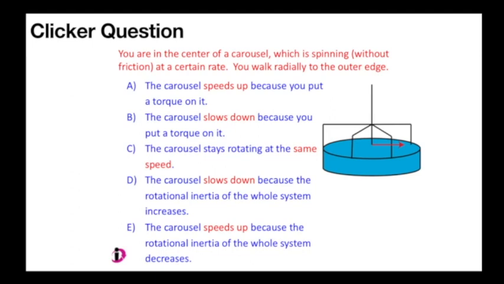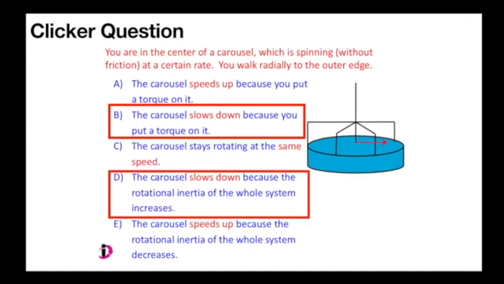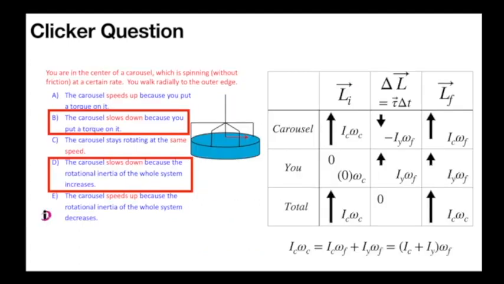That's true. However, B is also true, that the carousel slows down because I put a torque on it. We can see this using an angular momentum chart, where initially the carousel is spinning. Doesn't matter the direction, but let's pick counterclockwise on the page, using our right-hand rule. I'm relatively at rest. Maybe I'm rotating in place, but my R is 0, so my rotational inertia is about 0. And so the initial angular momentum is just that of the carousel.